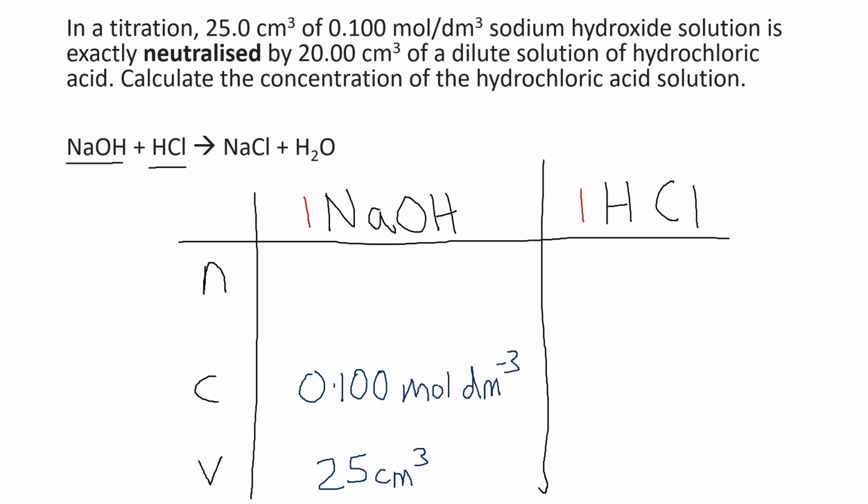And then we carry on reading. So in the titration, 25 centimeters cubed of 0.1 mole per dm cubed sodium hydroxide solution is exactly neutralized by 20 centimeters cubed of a dilute solution of hydrochloric acid. So the volume of the hydrochloric acid is 20 centimeters cubed. So we can fill that in. And that's everything that we've got from the question.